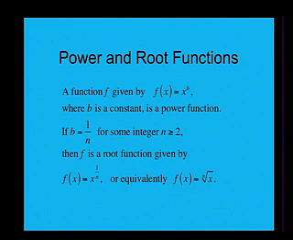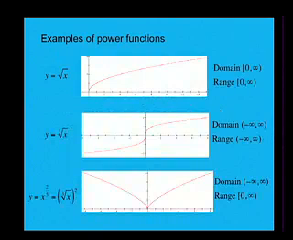A function f given by f of x equals x to the b, where b is a constant, is a power function. If b is equal to 1 over n for some integer n greater than or equal to 2, then f is a root function given by f of x equals x raised to the 1 over n, or equivalently, f of x is equal to the nth root of x. Let's look at some examples of power functions.